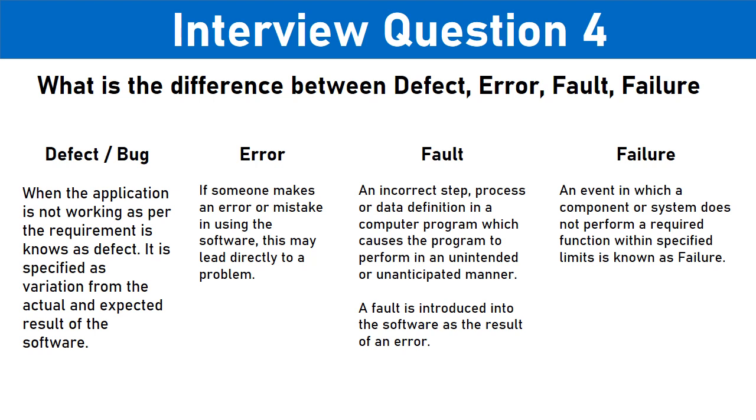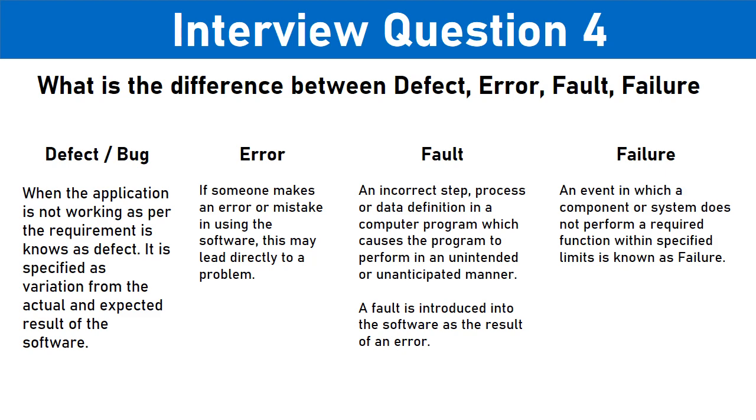Then comes error. If someone makes an error or mistake in using the software, this may lead directly to a problem. What is a fault? An incorrect step, process or data definition in a computer program which causes the program to perform in an unintended or unanticipated manner. A fault is introduced into the software as the result of an error. Lastly, failure. An event in which a component or system does not perform a required function within specified limits is known as failure.